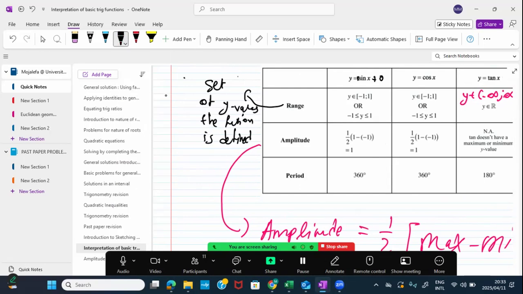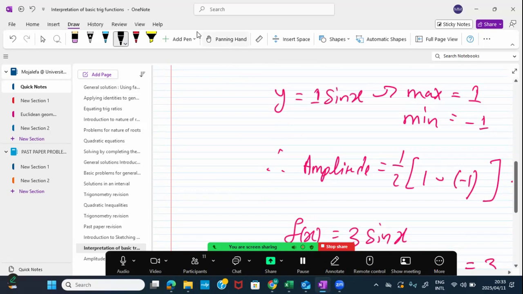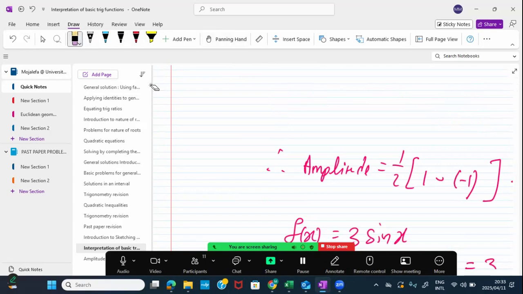So now I'm going to another concept, which is called the period of a function. Let me erase this. I want to define what a period is.